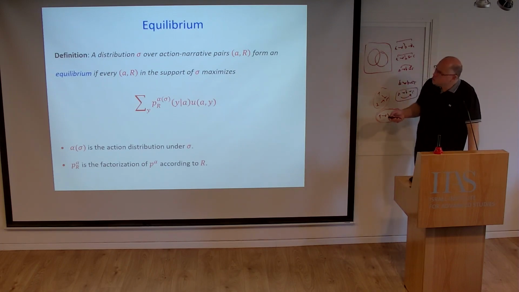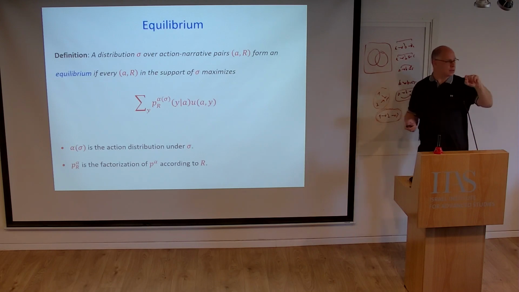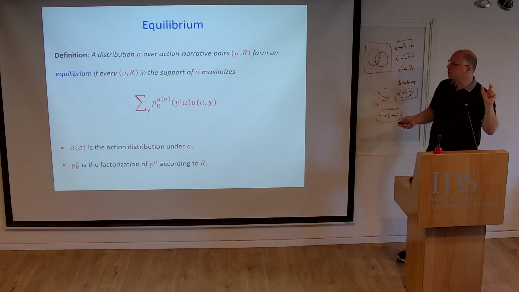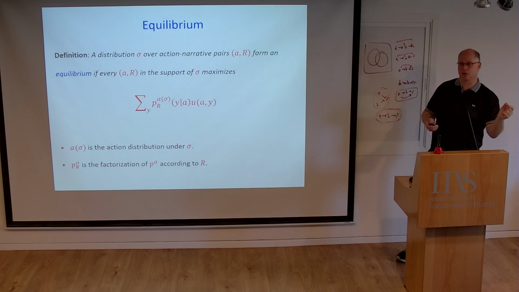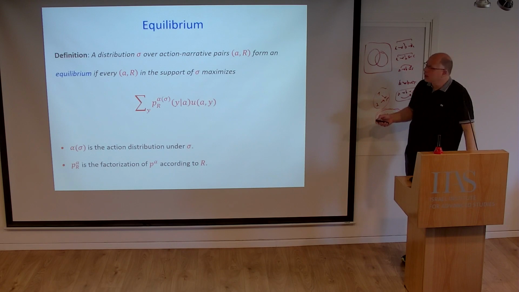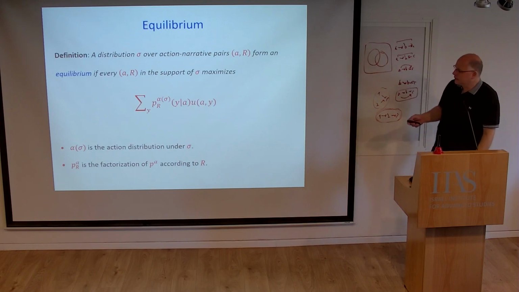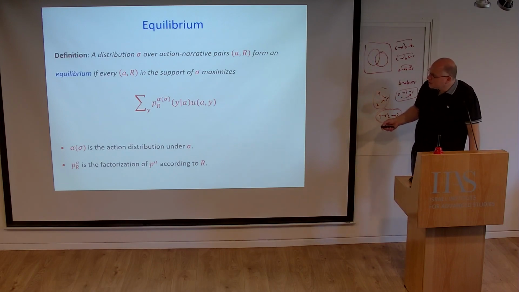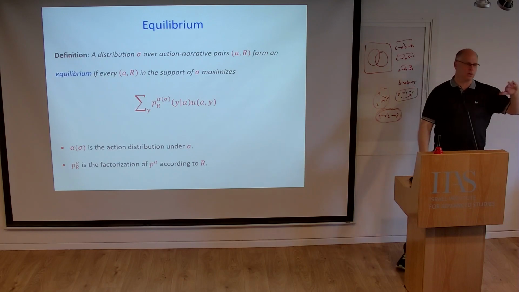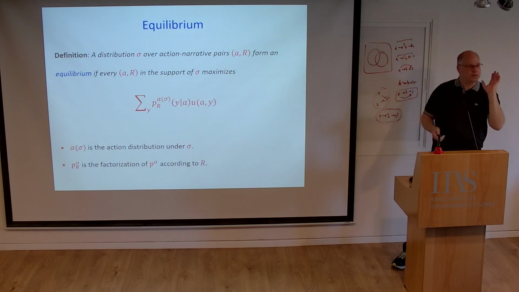We're going to say that the distribution sigma over these pairs, policies and narratives, so an element in the support of sigma is a pair. It's a narrative and an action. It's going to be in equilibrium if every pair in the support of sigma maximizes this thing. Let's try to understand what this thing is. So we're taking the true distribution P given by the alpha of sigma. What is alpha sigma? Alpha sigma is just the marginal of sigma on the actions, because remember, sigma is a joint distribution over actions and narratives. So I'm just taking the marginal of sigma over actions. This gives me an alpha.